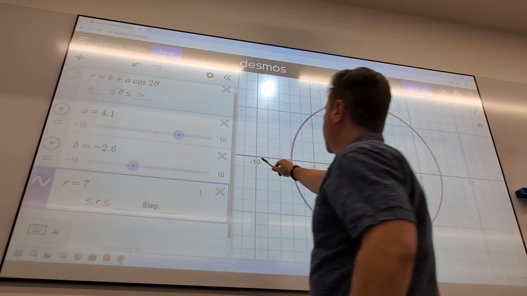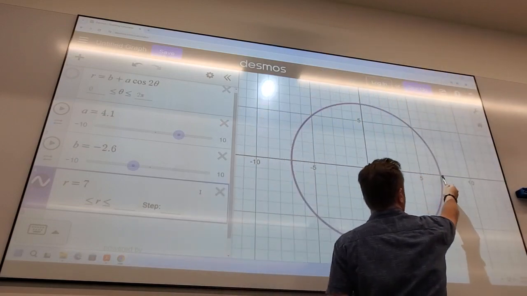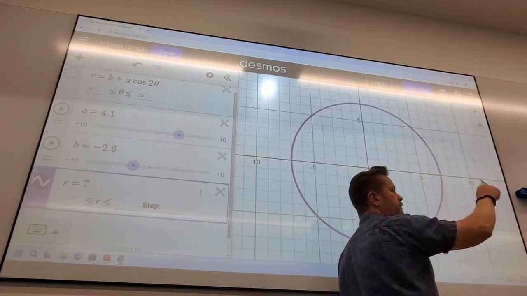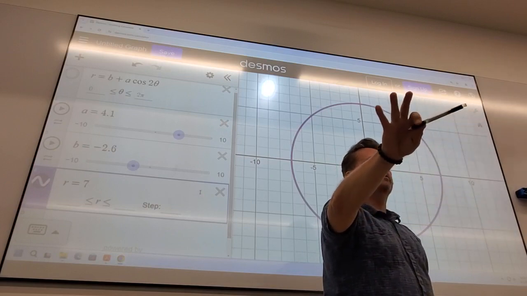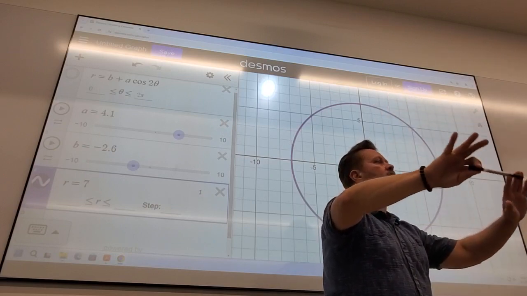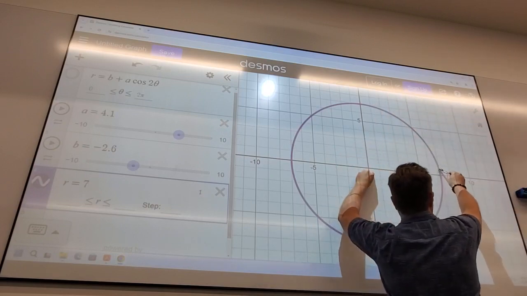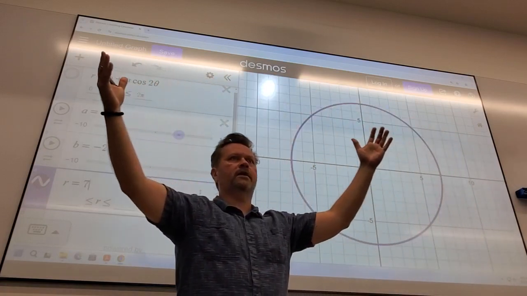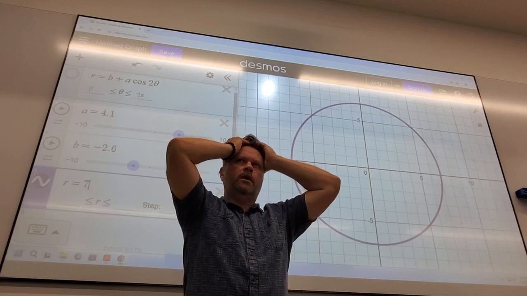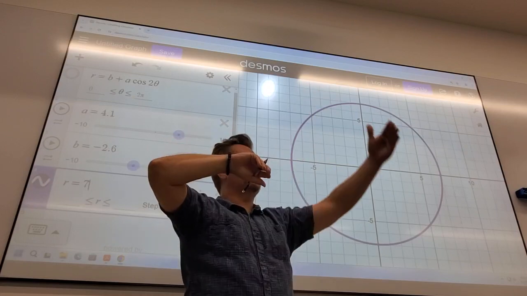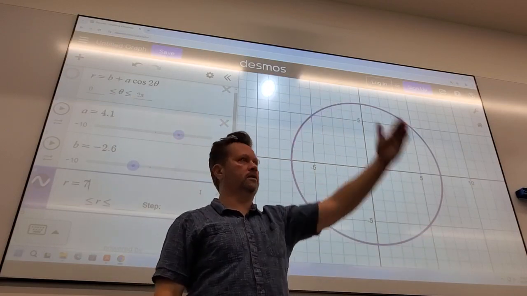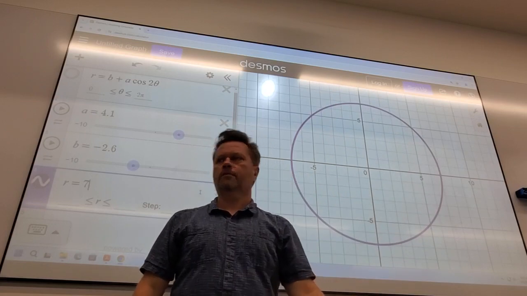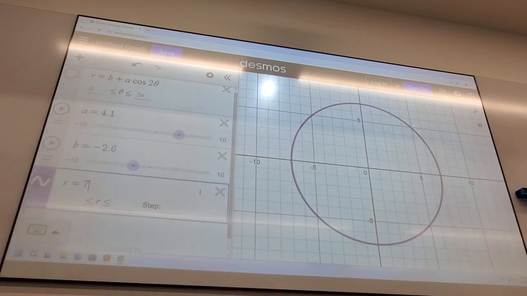This says r is 7. So that's 7, correct? R equals 7. Does it say anything about theta? So theta could be whatever it wants to be. So it's just 7 no matter what theta is. So of course that makes a circle of radius 7. The same way that x equals 6 has no restrictions on y, so of course it makes a straight up and down line. Stay with me.